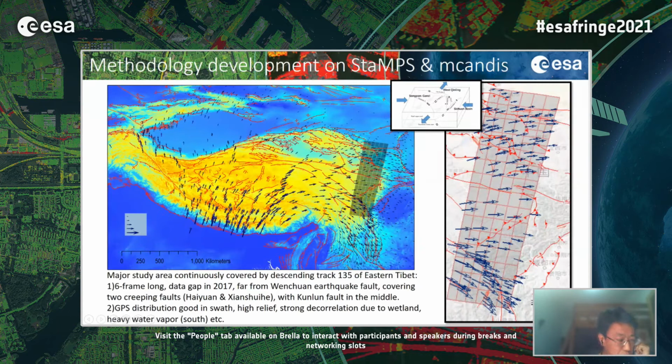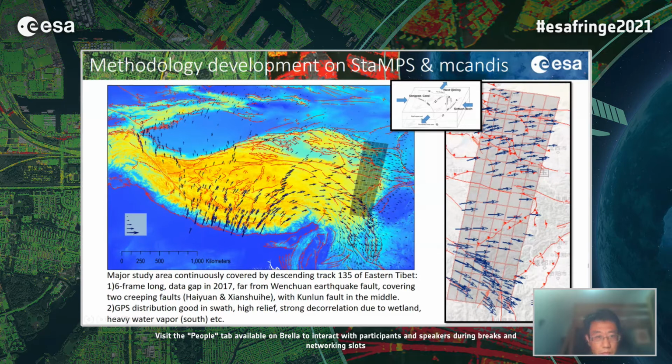So we use InSAR to detect the deformation occurring along this big profile from north to south, which covers the Haiyuan fault, the Qianxuhe fault, and the Kunlun fault. The two faults have well-known creeping signals, and the Kunlun fault is a major boundary we have known. We focused on this area and used 6 frames of InSAR data. We can make PS point detection and do further analysis of the deformation.